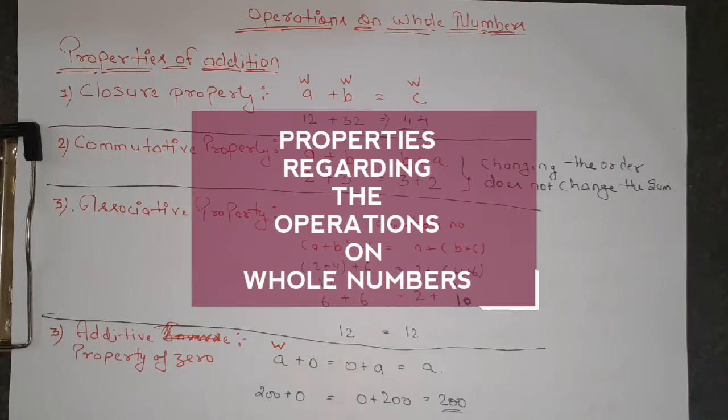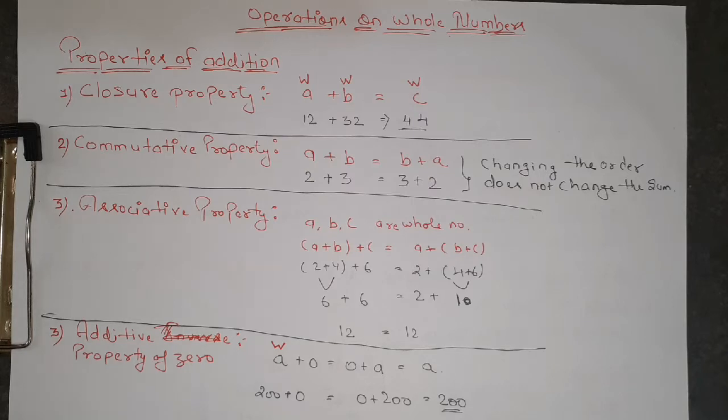Welcome students to the second part of the second chapter, that is operations on whole numbers. Today we will be dealing with the operations, that is addition, subtraction, multiplication and division, and the properties. As we have already done addition, subtraction, multiplication and division, today we will be dealing with the properties of these operations on whole numbers.